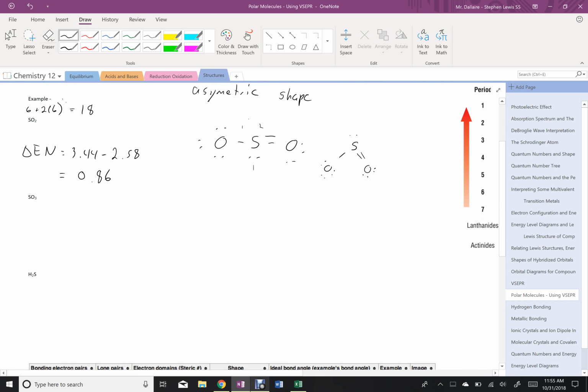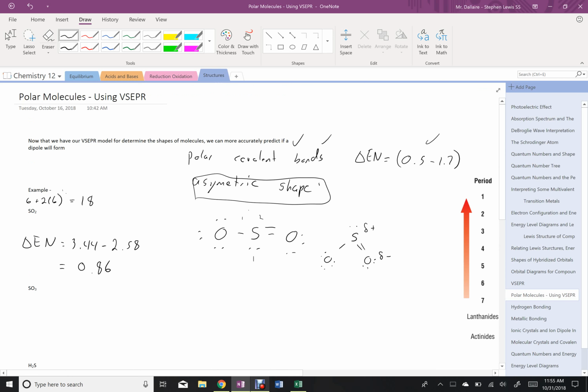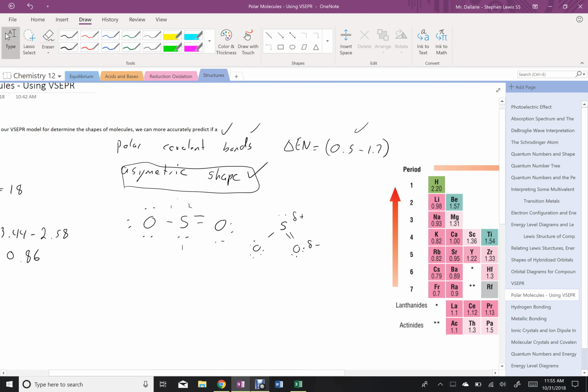What we can see based on this triangular shape is that it is indeed asymmetric, which means that any polarity that's created by these polar covalent bonds will not be able to cancel out, but instead will be unbalanced. Since sulfur is the slightly less electronegative atom, it will form a partial positive, and the oxygen, as the higher electronegativity atom, will attract those electrons a little bit more and make a partial negative. So since we have our polar covalent bonds and we have an asymmetric shape, we say a dipole is formed.